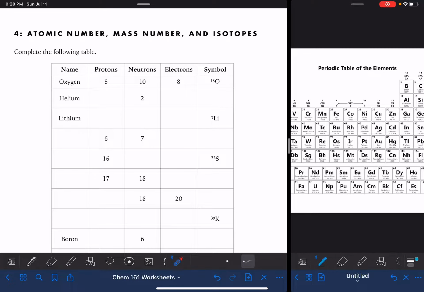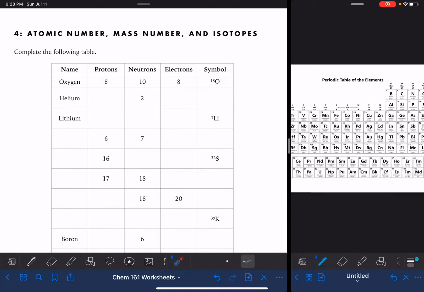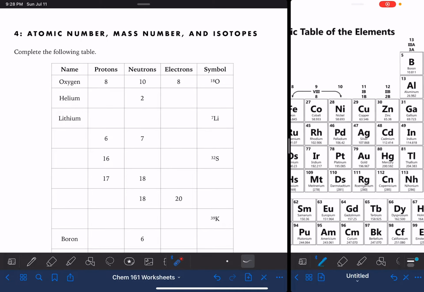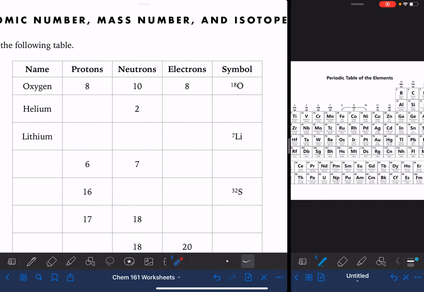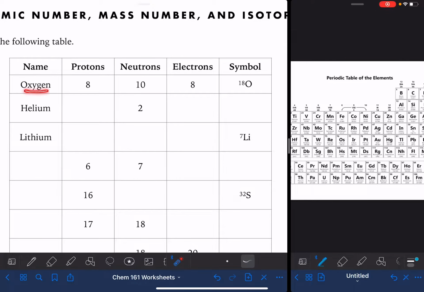On this worksheet, we're going to practice coming up with the number of protons, neutrons, and electrons for different atoms, and then also writing either their symbols or their names, or sometimes both. To do this, we need to have a periodic table handy, which is why I've got this one over here. So we have this first row as an example, the oxygen atom.